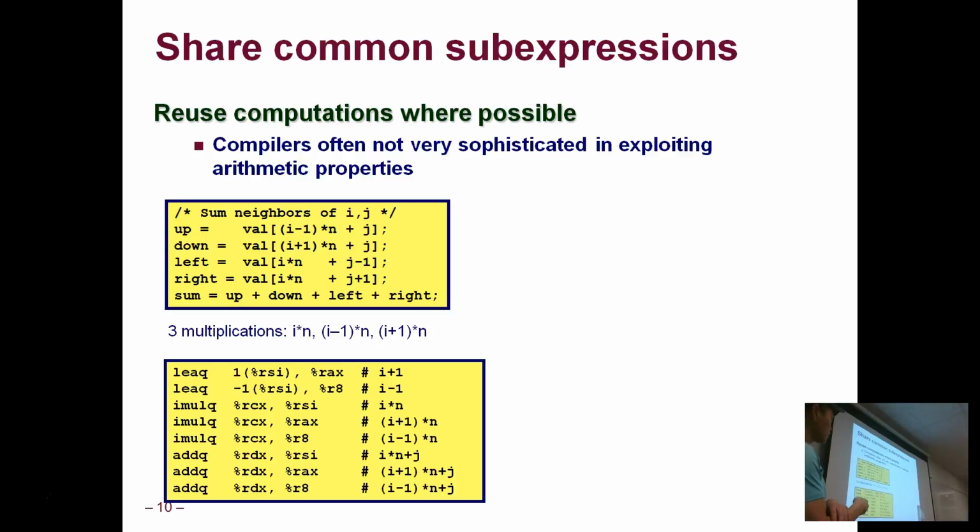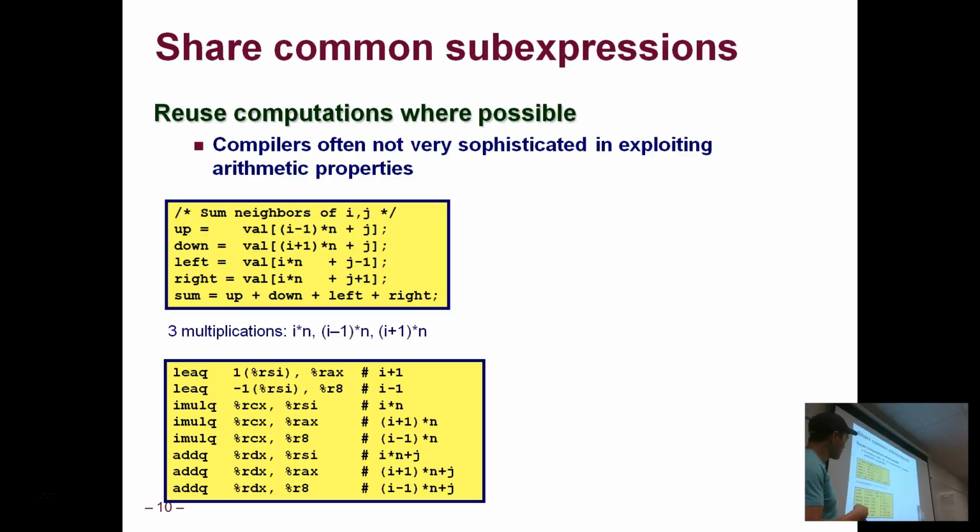If you have a single dimension array trying to do a two-dimensional thing, you might have code like this that implements a sum of the neighbors. If you're in the two-dimensional space doing ij, then to get the sum of the neighbor above you, below you, to the right, and to the left, you would do something like this. You take val of I minus 1 times n, so you get a row above it, plus j. So this is your neighbor above you. Below you is I plus 1 times n plus j. And then the left and the right is I times n plus j minus 1, or plus j plus 1. Then you get the sum as all of these four added together.